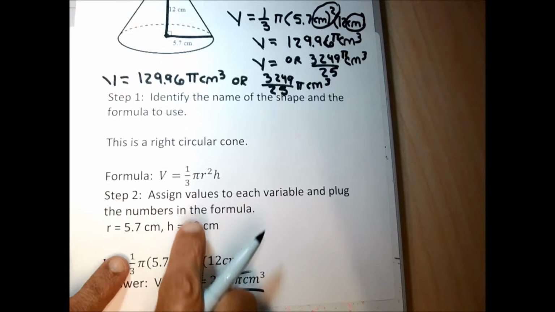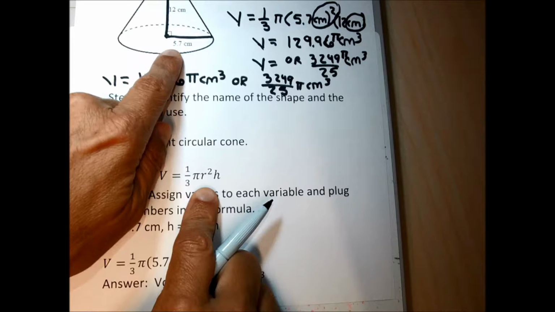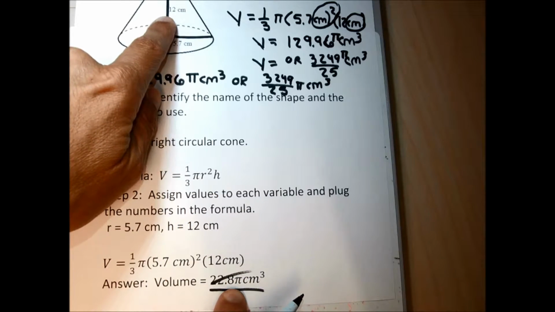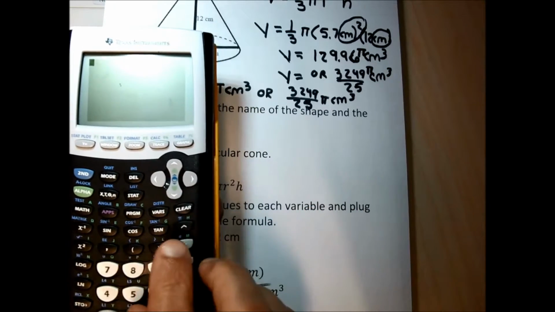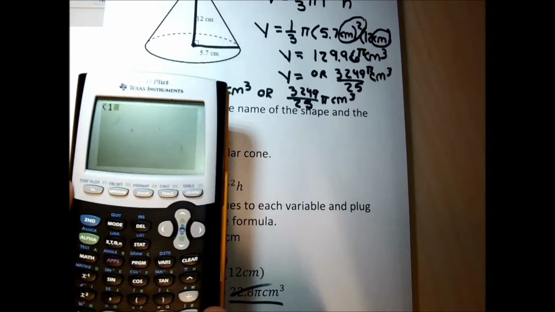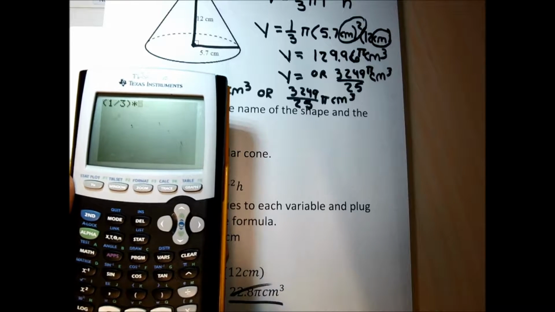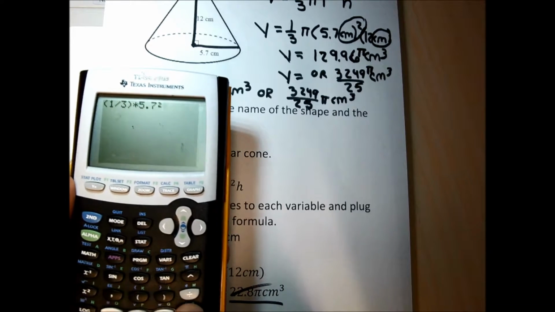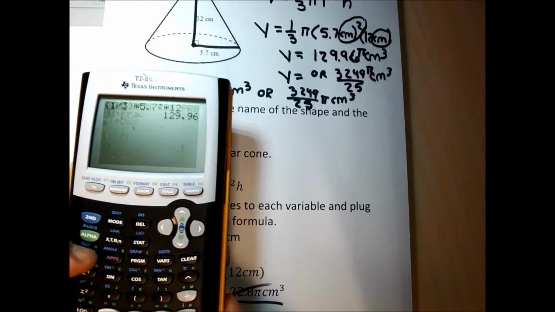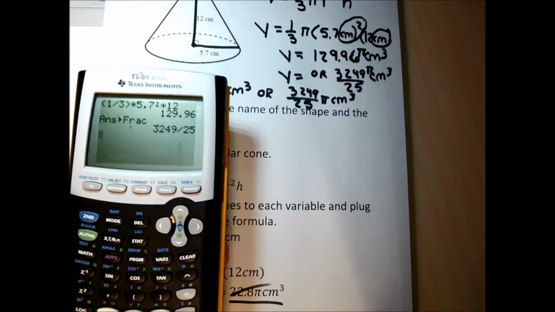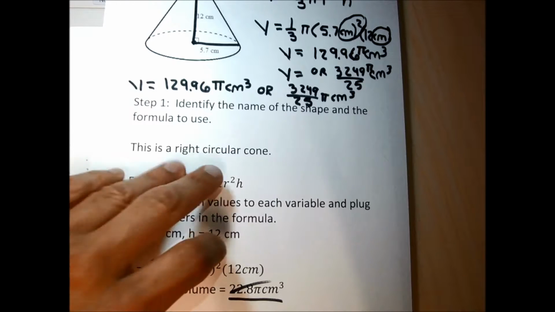Have the right volume formula. Volume is 1/3 pi r squared h. I'm going to do 1/3 times 5.7 squared times 12. I have no idea how you get 22 out of that. Let me make sure I haven't messed this up by going 1/3 and then times 5.7 squared times 12. You do get 129.96. Math, enter, enter. So this is the correct answer. I don't know where that number here came from, so pretend that isn't there.